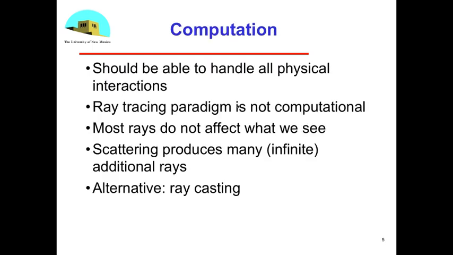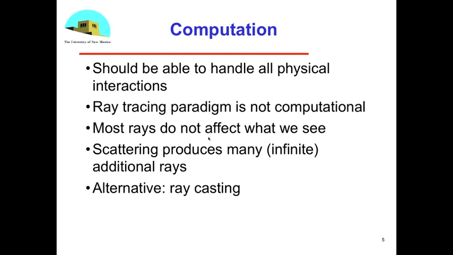So in principle, you should be able to handle all possible physical interactions with this model. It's pretty general at the level we described on the previous slide. The problem is that it's not a very good computational model. First, because if we follow all rays, we only see a tiny fraction of the infinite number of rays that are going out.